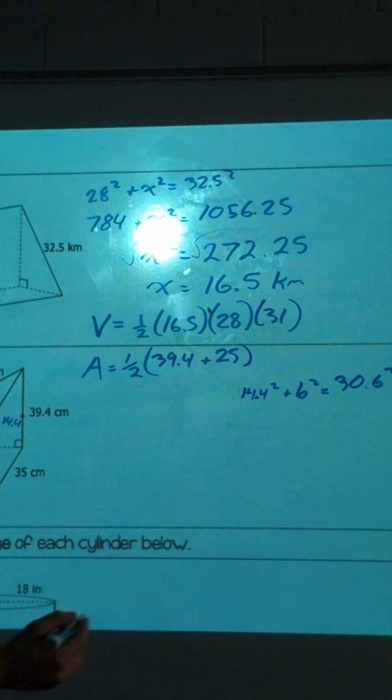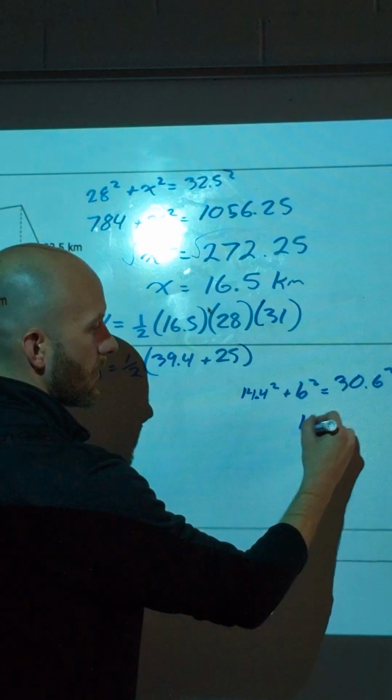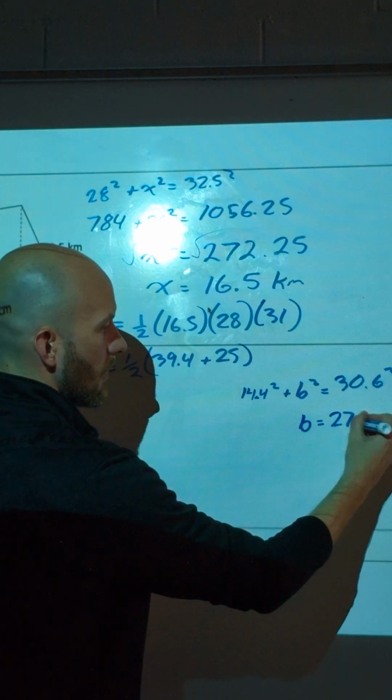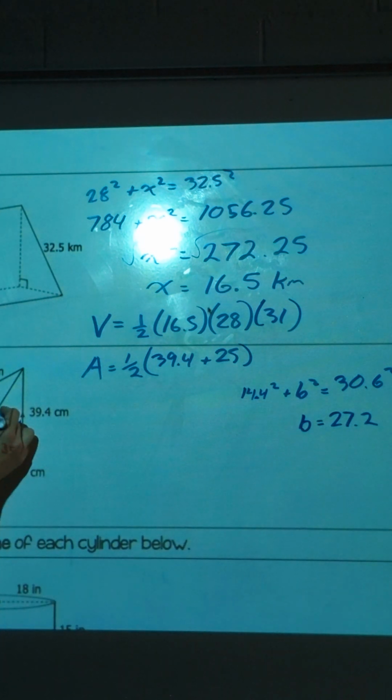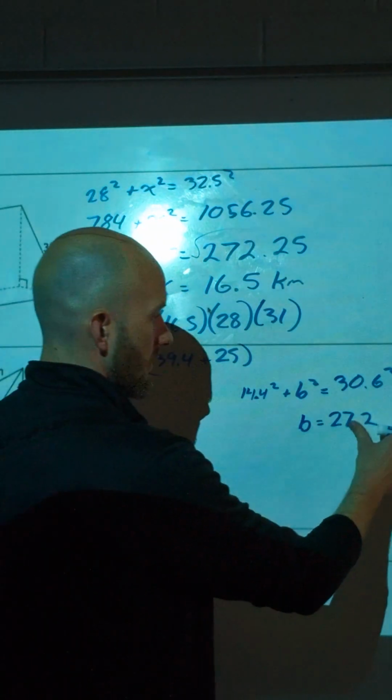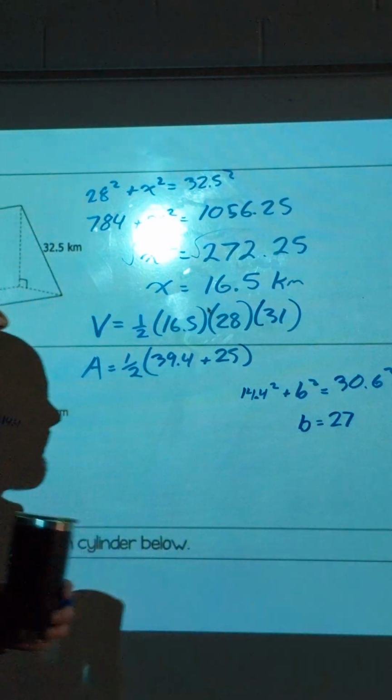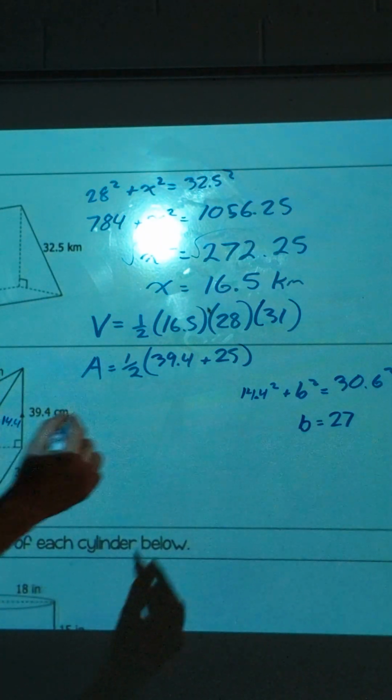So anybody got B yet? 27.2. Okay. And again, just for the video, this 14.4 was the difference in the bases. When I made this right triangle, this was 39.4, and this side is 25. So the difference between them there is 14.4. So that 27.2, why did I need that? There's no point. It's just 27. The height of the trapezoid.